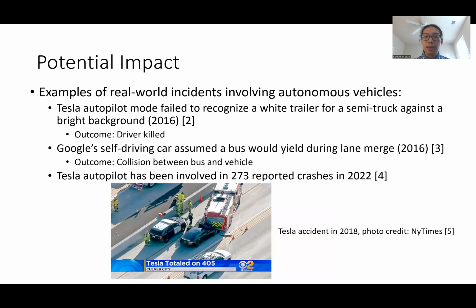Specifically, in 2016, Tesla's autopilot failed to recognize a white trailer of a truck against a bright background, which resulted in the Tesla driving directly into the trailer, killing the driver. In the same year, Google's self-driving car was involved in its first accident when it assumed that a bus would yield during a lane merge. However, the bus did not yield, and it led to a collision between the autonomous vehicle and the bus. Fortunately, in this accident, there were no human injuries.